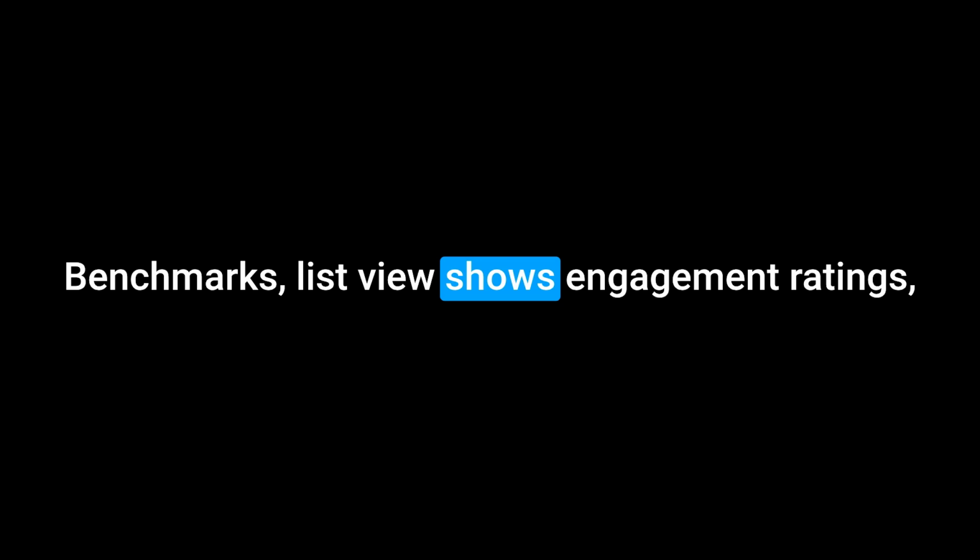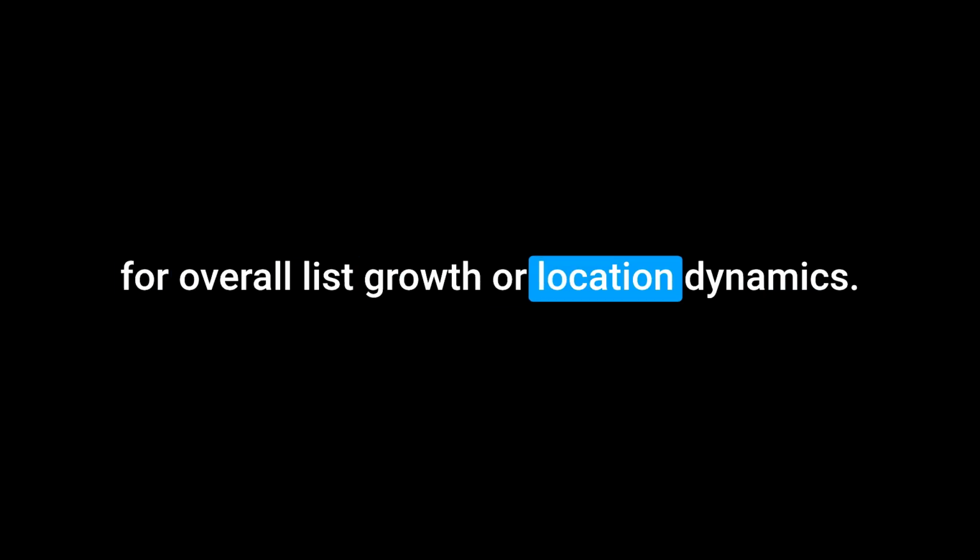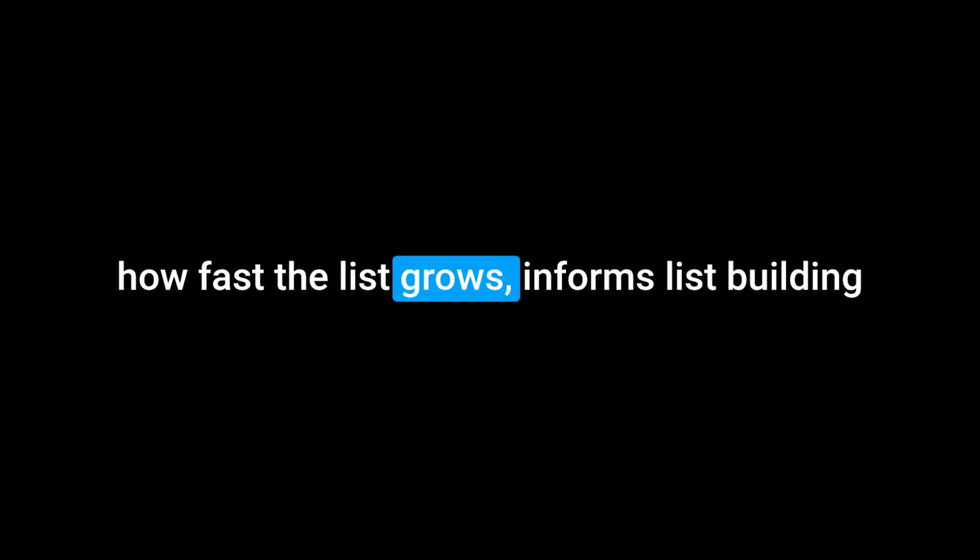Benchmark's list view shows engagement ratings, but seems less focused on structured reports for overall list growth or location dynamics. Yeah, Aweber seems to provide more structured reporting around list growth and geography. Understanding where subs come from and how fast the list grows informs list building strategy and content localization efforts. And linking emails to website traffic and sales.